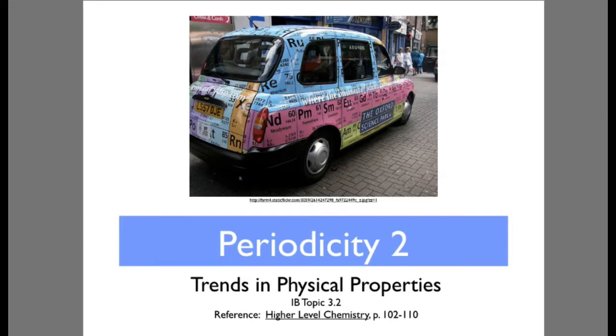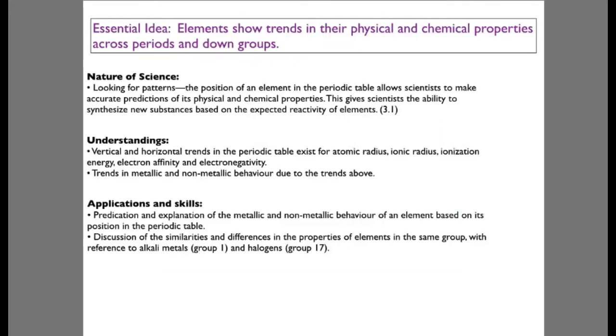Periodicity 2, Trends in Physical Properties. The essential idea is that elements show trends in their physical and chemical properties across periods and down groups. The nature of science is looking for patterns. The position of an element in the periodic table allows scientists to make accurate predictions of its physical and chemical properties. This gives scientists the ability to synthesize new substances based on the expected reactivity of elements.